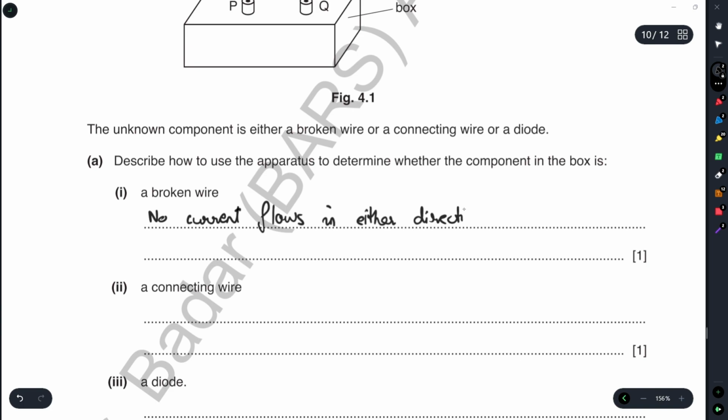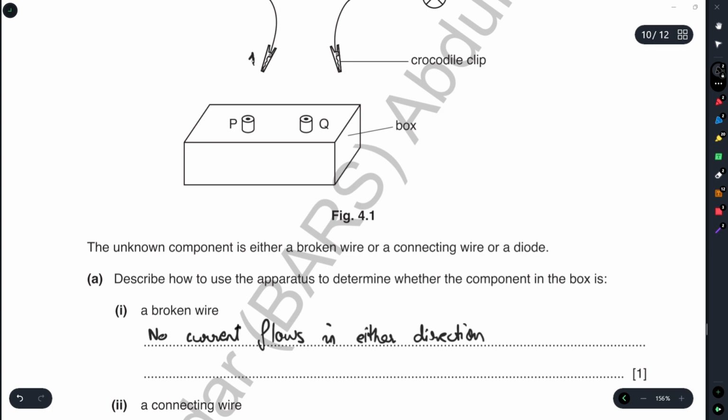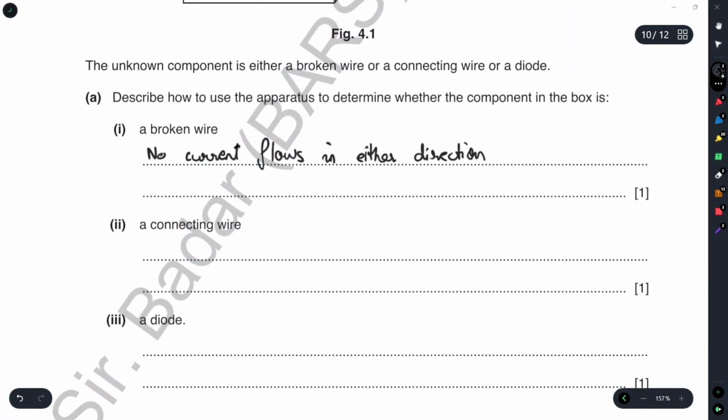Means, let's say for example, if we connect the crocodile clips such that this is clip, assume करें कि आप clip number 1 और clip number 2 यूज़ करें. clip number 1 जो है वो P के साथ attached है, clip number 2 जो है वो Q के साथ attached है. अगर आप उल्टा भी करते हैं तब भी करंट तो फ्लो होगा नहीं. Why? Because it's a broken wire. Your circuit is open. If you have a connecting wire, then of course current flows in both the directions.